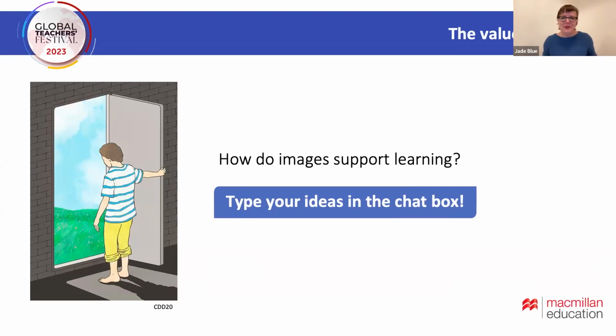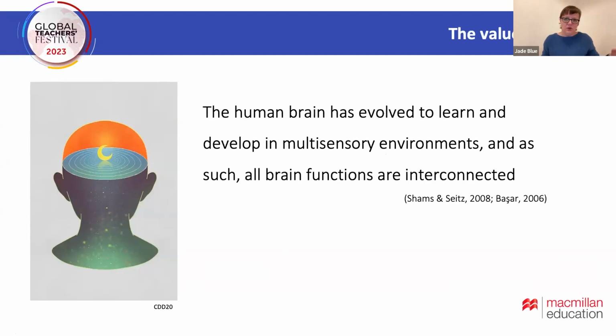Some lovely stuff there. Now, what we know is that imagery plays a really central role in the way that humans make sense of the world. The human brain has evolved to learn and to develop in multisensory environments, and as such, all of our brain functions are interconnected. And neuroscience has confirmed the dominant role of visualization in human cognition. Now, half of the nerve fibers in our brains are linked to our vision. And when our eyes are open, vision accounts for 2/3 of electrical activity in the brain.